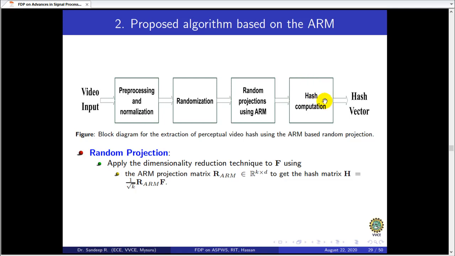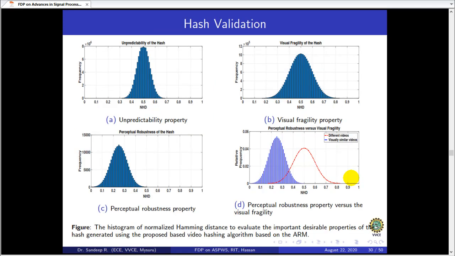Once I have got that, I can perform averaging, then perform median based quantization to obtain the binary hash vector. So to be very precise, H is the hash matrix, which is equal to 1 by root k, R times F. F is the matrix which consists of vectors in high dimensional space, and H is a matrix consisting of vectors in low dimensional space. Again, using the same procedure, we are trying to validate the hash obtained through the random projection technique.